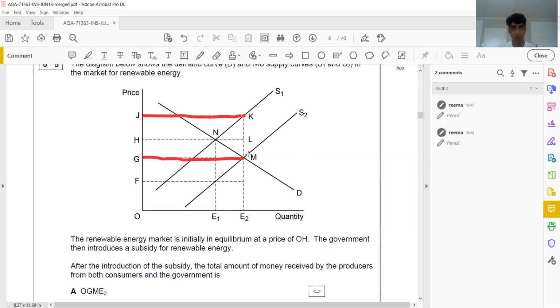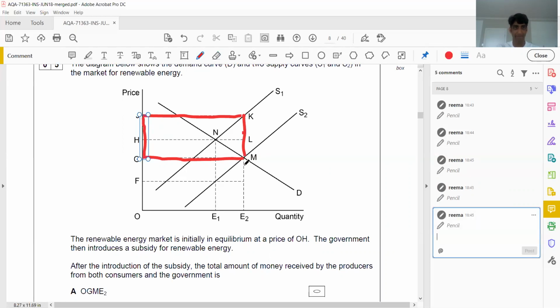And the reason is because you work your way up until you hit the previous supply curve. Now, as a result, we can deduce that KLM is the size of the subsidy. Essentially, this gap between S1 and S2 represents the size of subsidy per unit. So as a result, this whole area here, GJKM, refers to the amount of money that the government has given me, because they're giving me KLM per unit times by E2 quantities, and hence this area here.